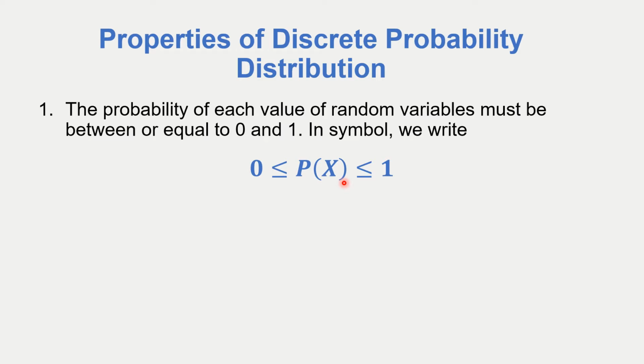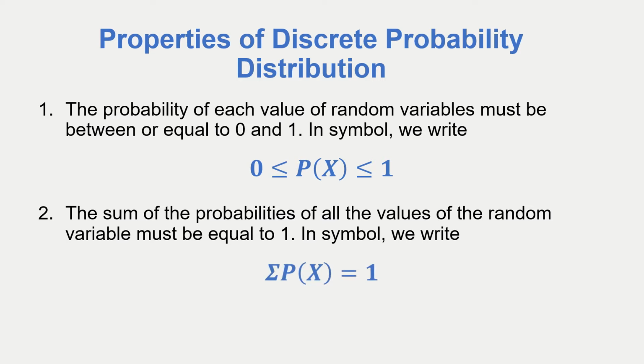Meaning, we don't have negative probabilities, and we don't have probabilities that are more than 1. For example, we don't have a probability that is 1.001 or 1.1 or 2, because the first property of a probability is that it must be greater than or equal to 0 but less than or equal to 1.